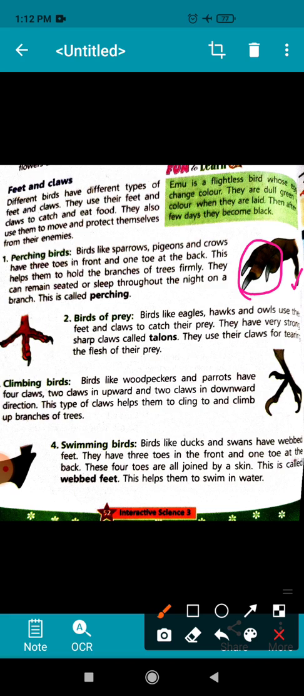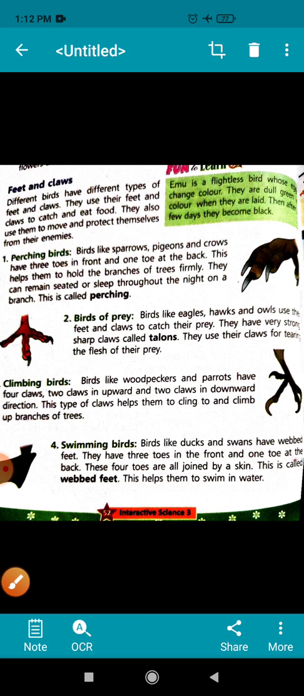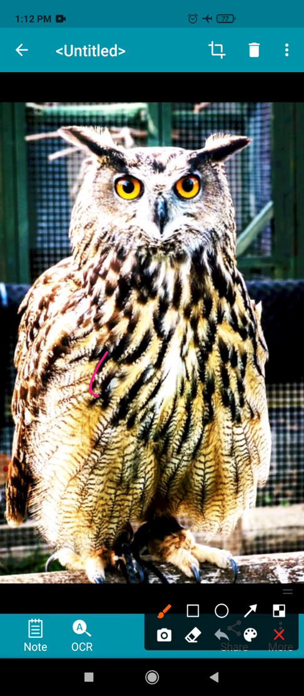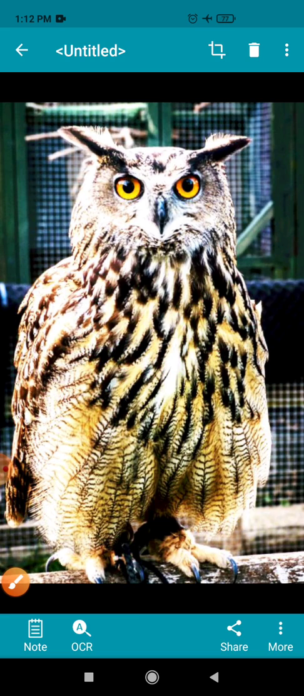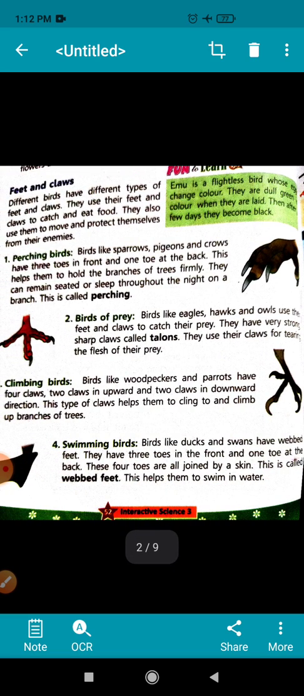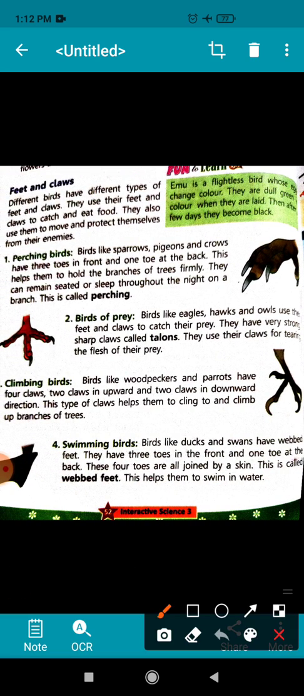Now, here you can see the picture of an owl. Okay, so owl, eagle, hawk, this type of birds are known as birds of prey. Children, as you all know, they eat flesh, so they use their feet and claws to catch the prey.